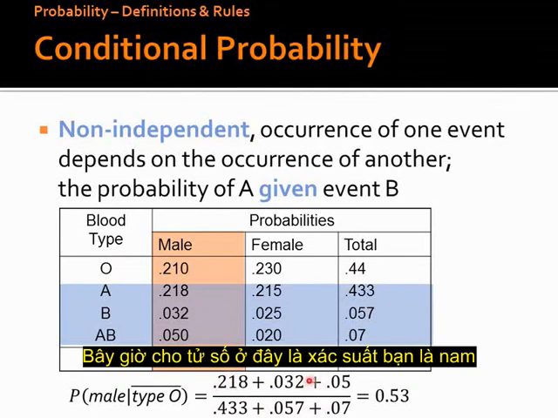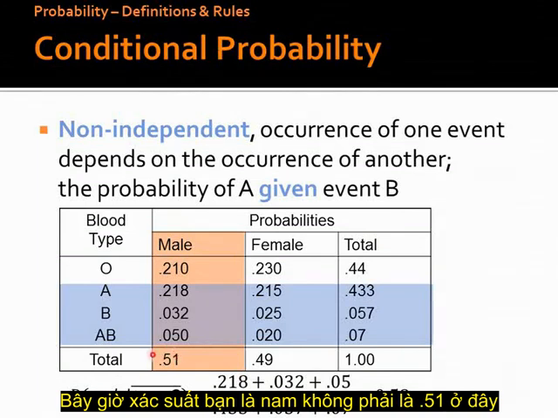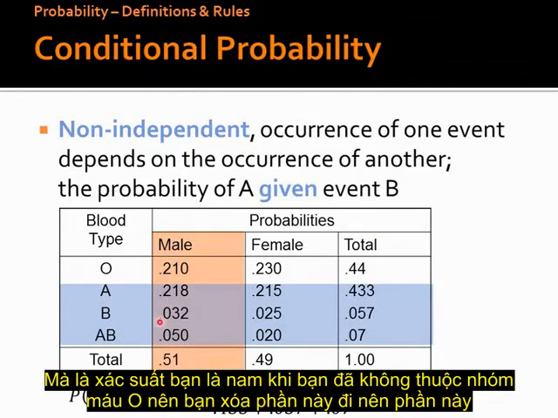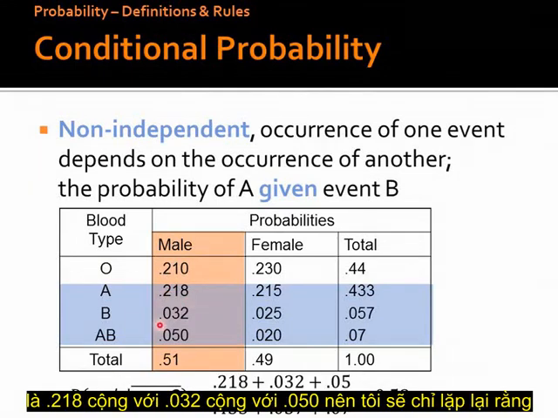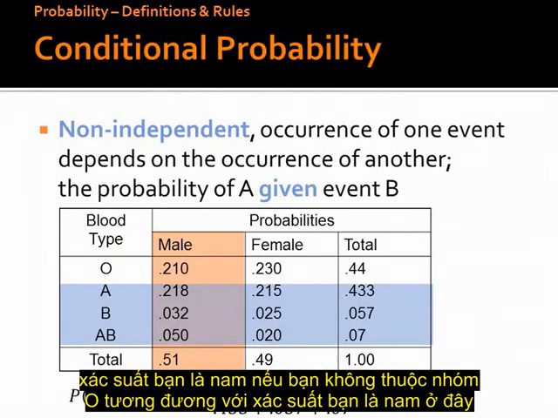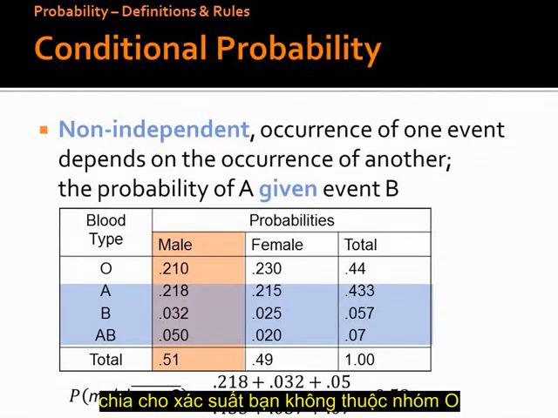Now for the numerator here, that's the probability of you being male. Now by you being male, it's not 0.51 here. It's the probability of you being male given that you are already not type O. So you erase this part, so it's this part: 0.218 plus 0.032 plus 0.050. So I'll just repeat that. The probability of you being male, given that you are not type O, is equivalent to the probability of you being male here over the probability of you not being type O.